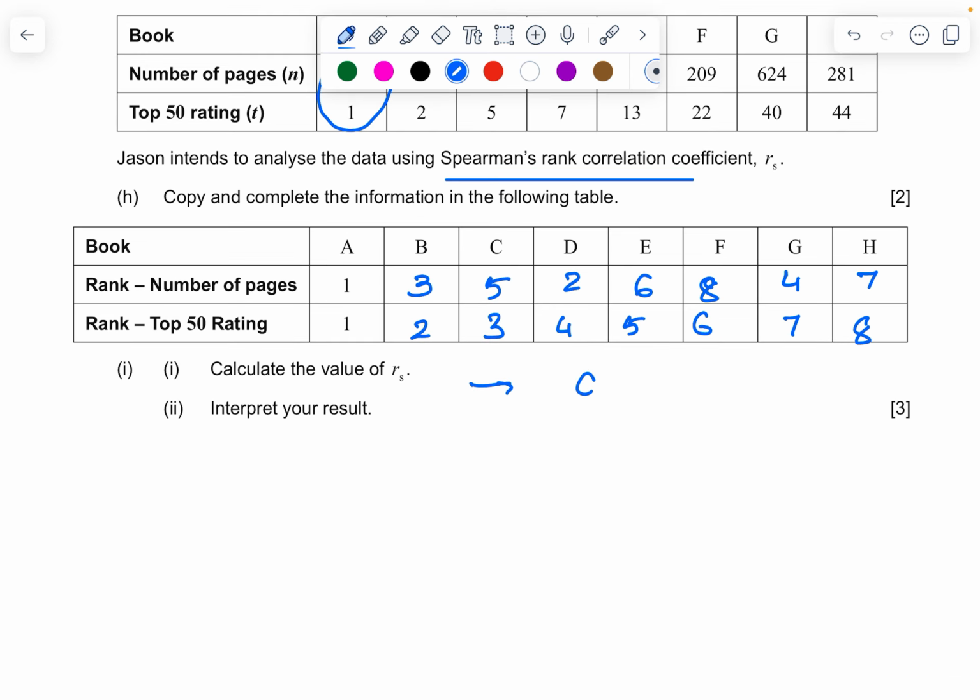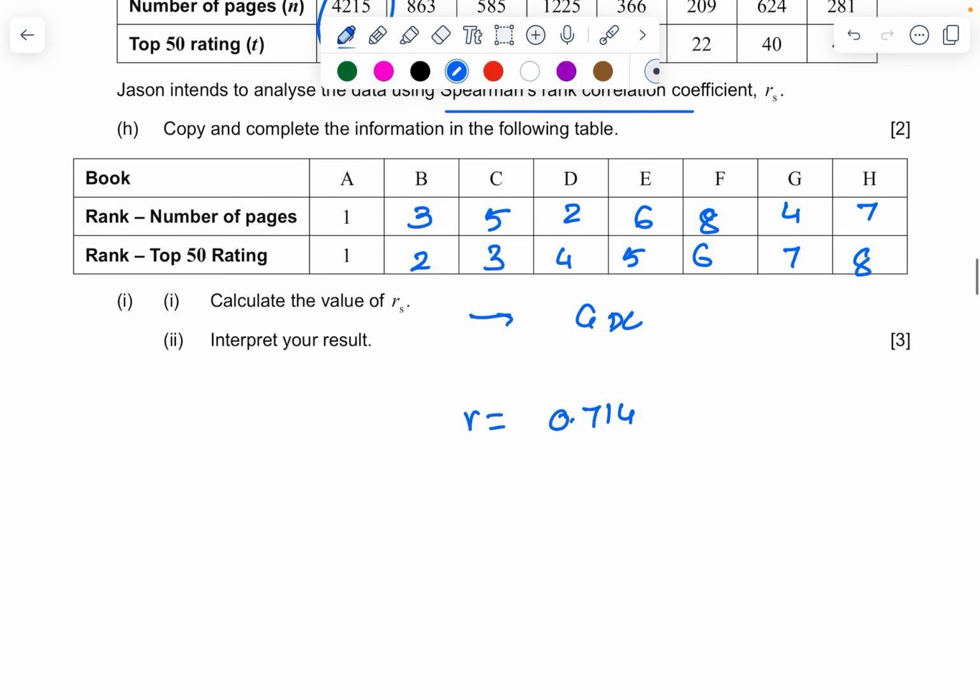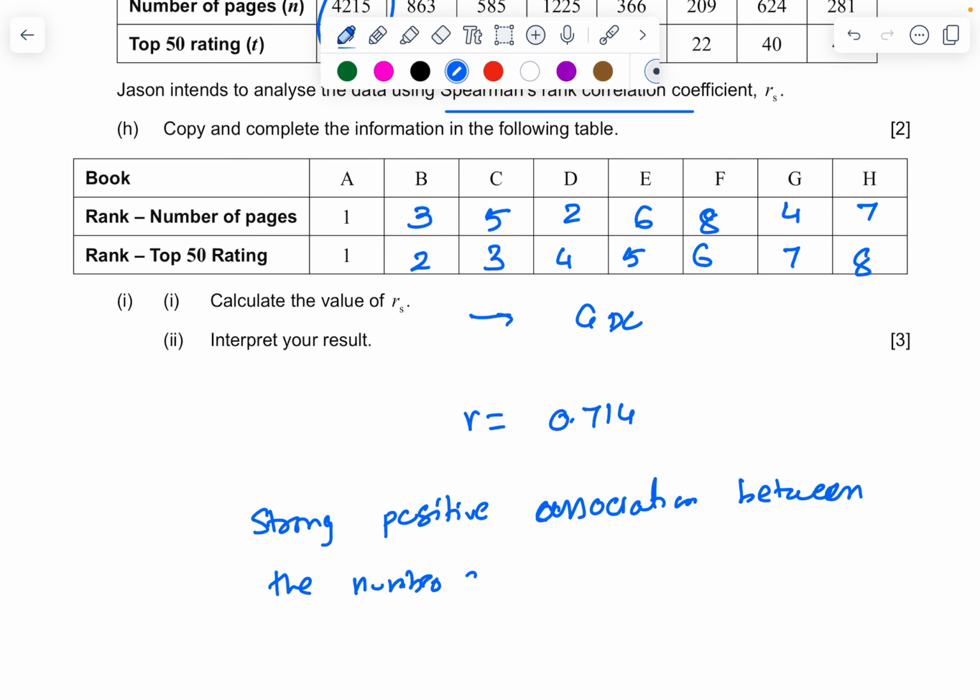Now enter this into the GDC and find the R value. The R value you should get is 0.714. Interpret your result. It is a strong positive correlation, a positive association between the number of pages and the top 50 ranking rating.